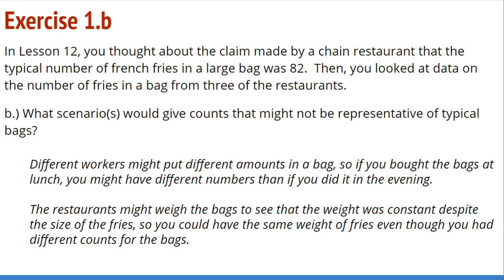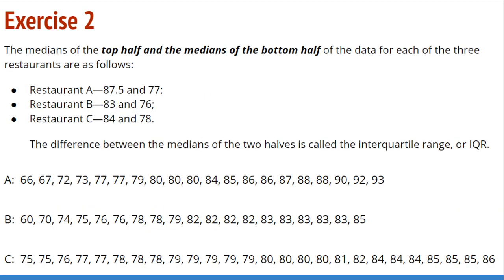Once again, things to think about as you are collecting data. So here we go, exercise 2. The medians of the top half and the medians of the bottom half of the data for each of the 3 restaurants are as follows. Now, they were really nice for us. When they put this problem together, they didn't tell us that we actually had to go out and find all of the medians and the lower quartiles and the upper quartiles. But I am going to quickly show you how, for restaurant A, we would find all of this information.